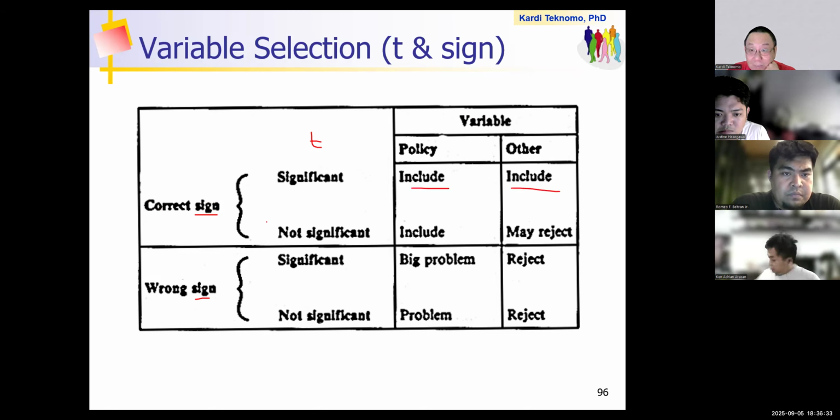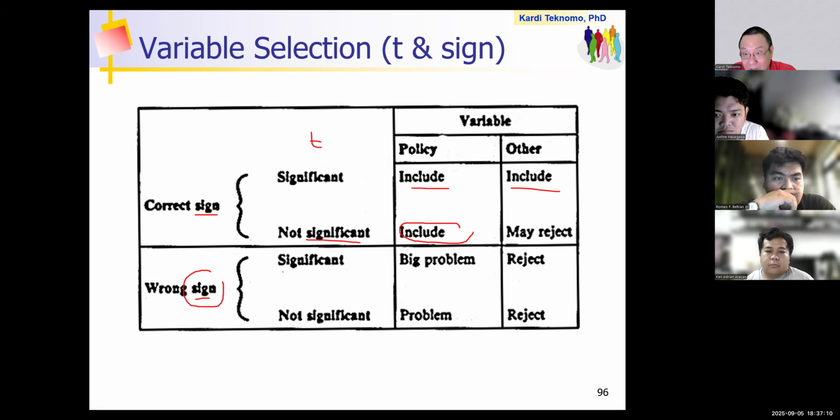If the sign is correct but the t-test is not significant, this is the suggestion: if it is a policy variable, you still include it anyway, even though the t-test is not significant. But if it is another variable, not policy, you just reject it and exclude it from the model. But if it is a wrong sign, then you have a problem. The sign is more important than the t-test.